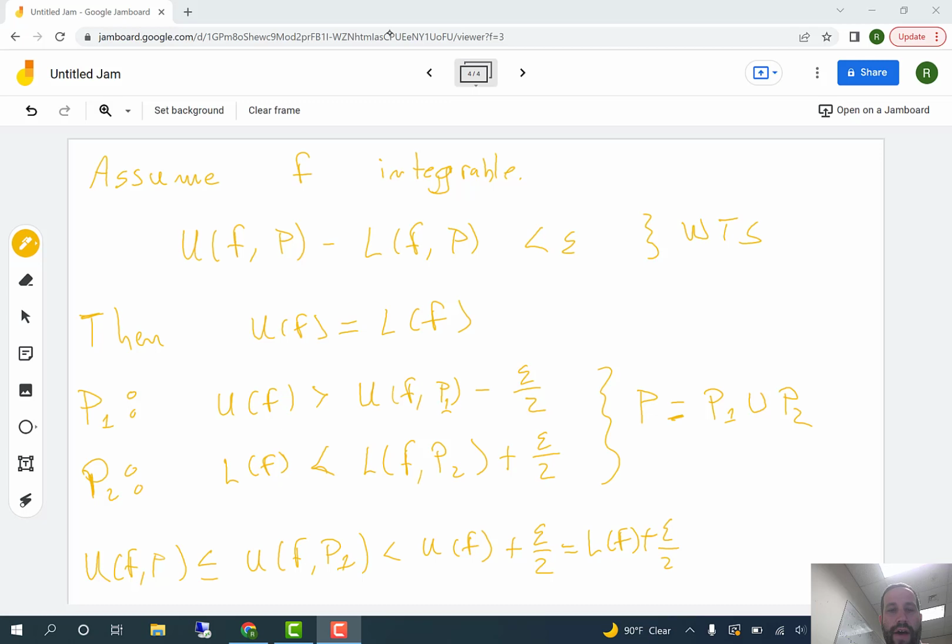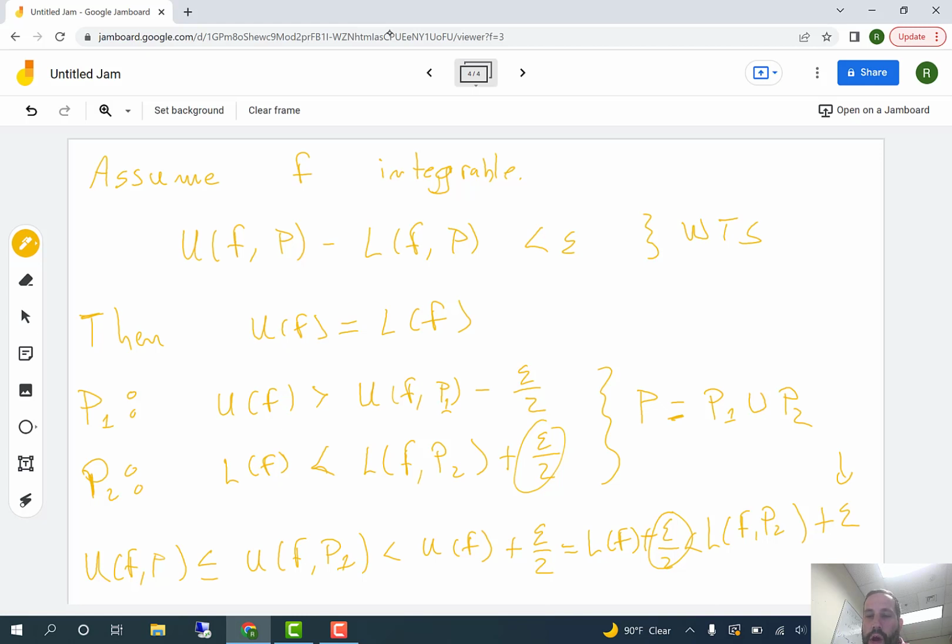If I look at this inequality here, this says L(f) is less than L(f,P2), which is less than L(f,P2) plus epsilon over 2, and I have another epsilon. So this is going to be plus epsilon. There's an epsilon over 2, and I'm adding it to that epsilon over 2. That gives me one epsilon.